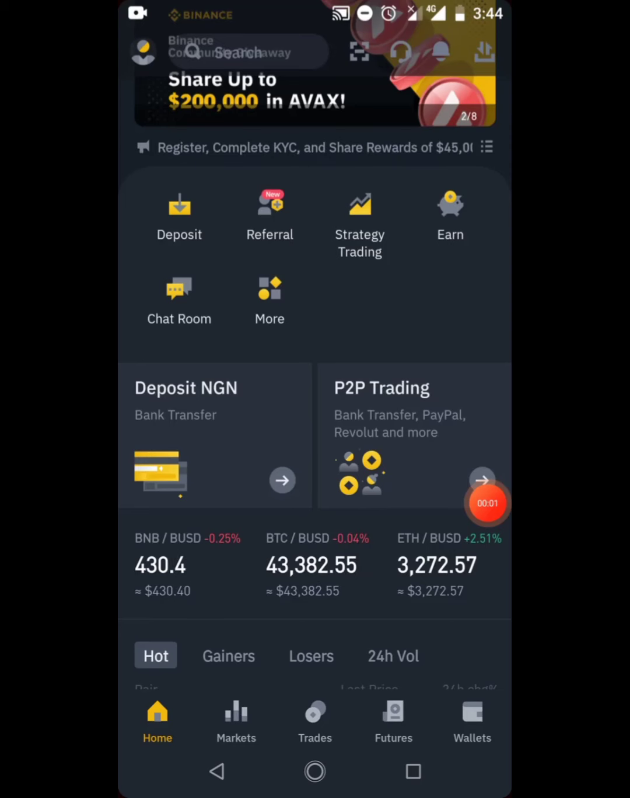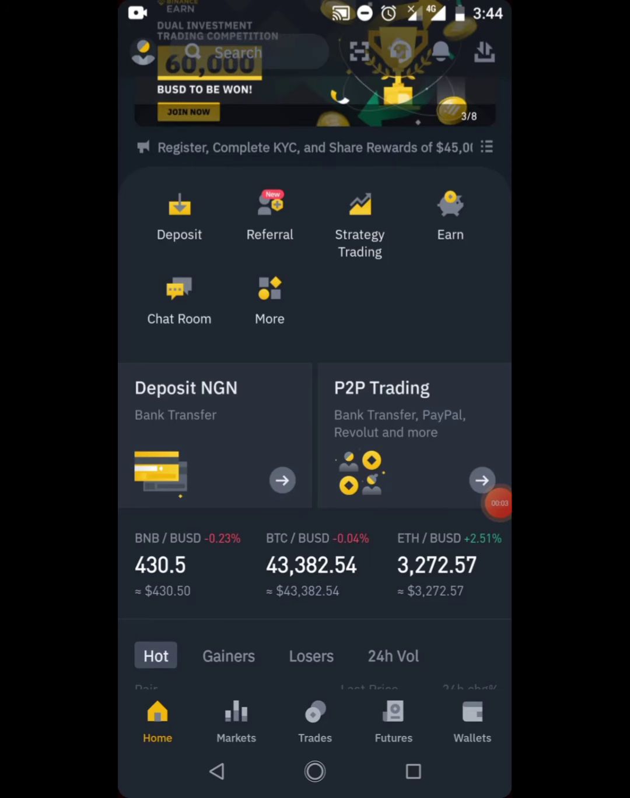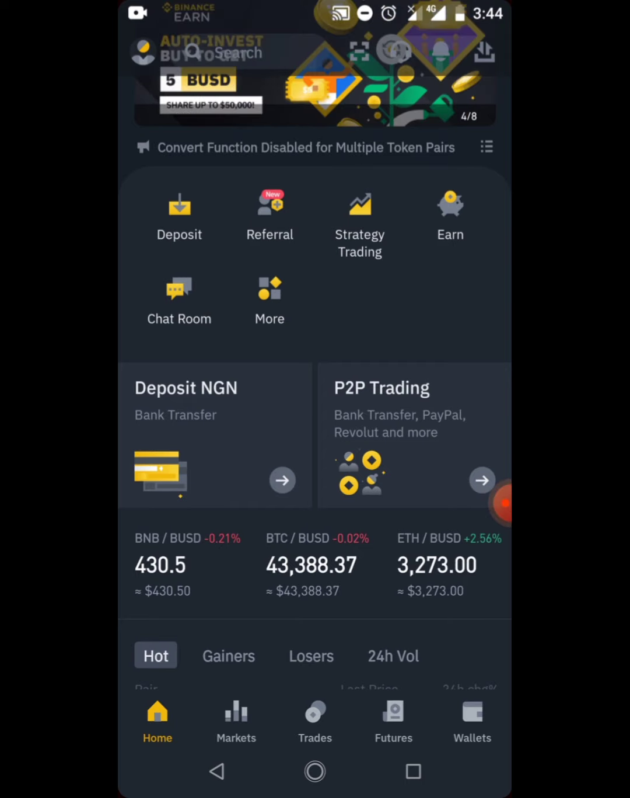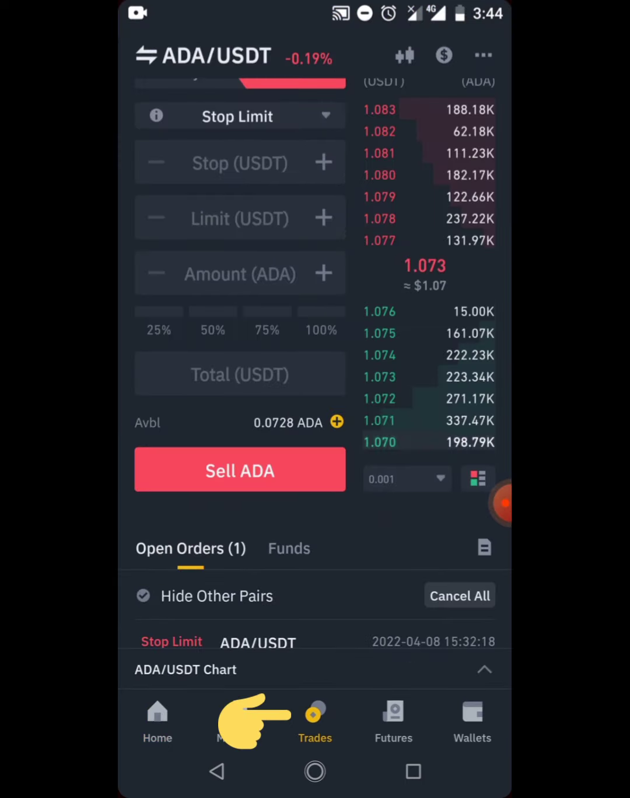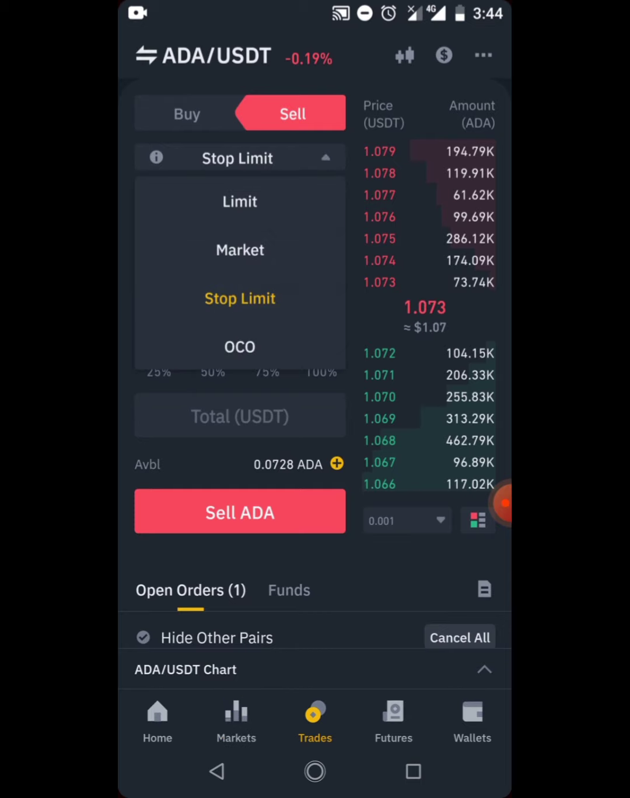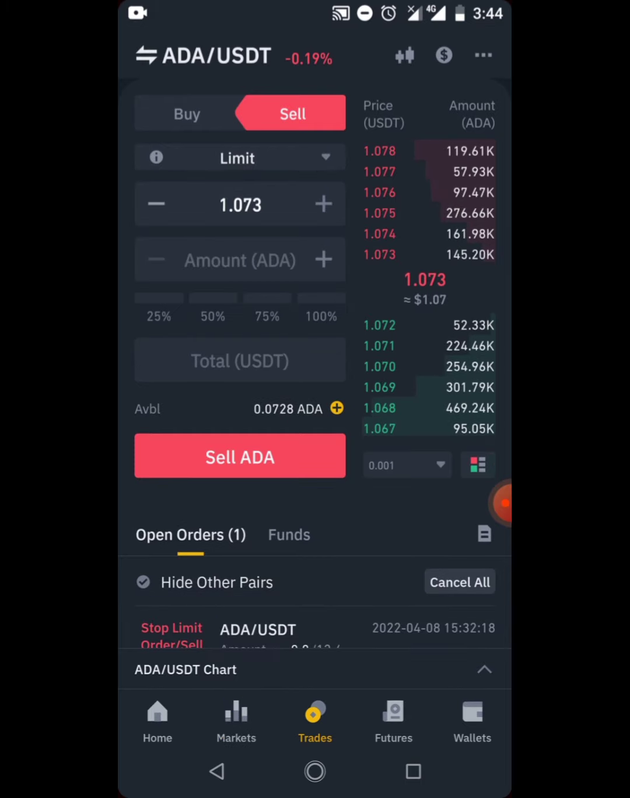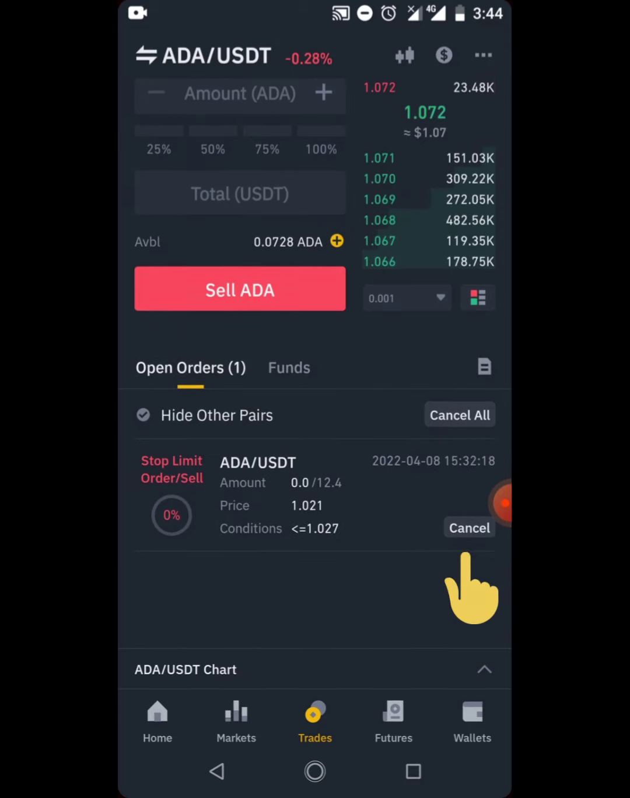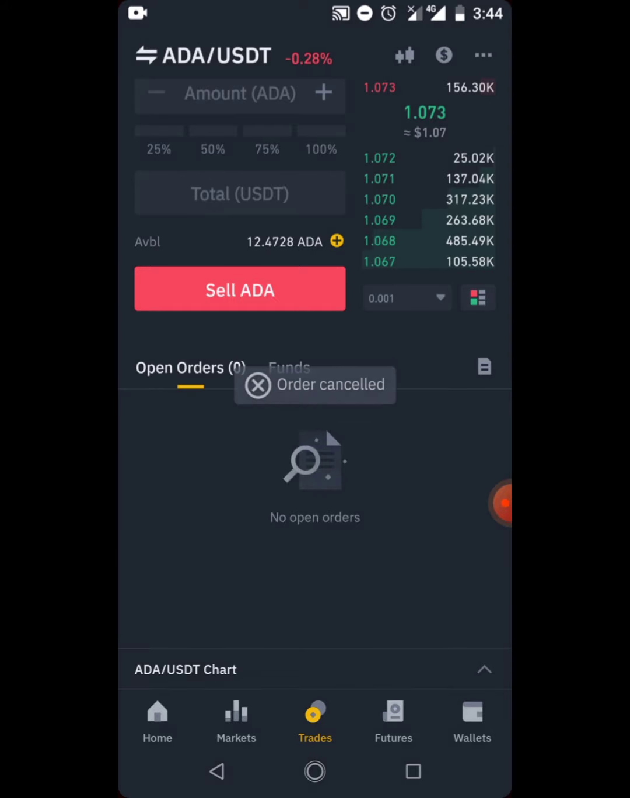So now let's talk about how to use stop loss manually. To use stop loss manually, just go to your trades. Yeah, we have ADA here. Go back to limit. Yes. So before you can set up your stop loss manually, you have to cancel your open sell order first. Yeah, cancelled.